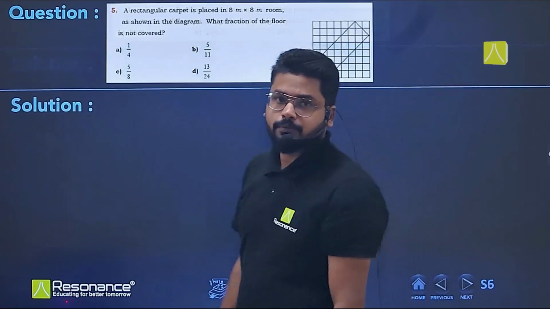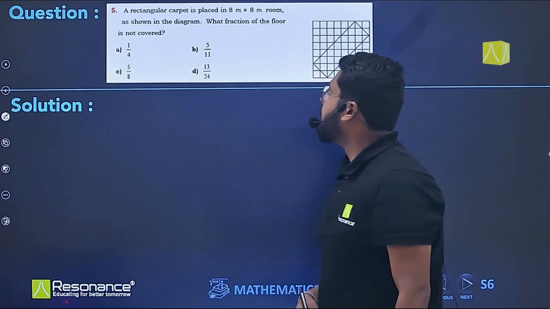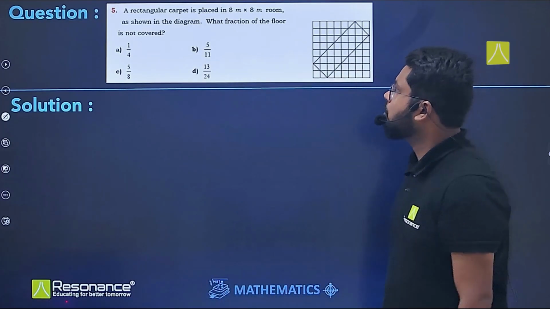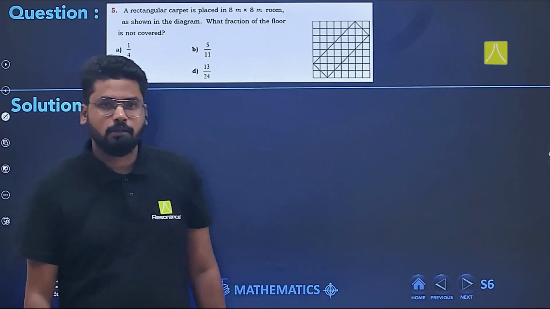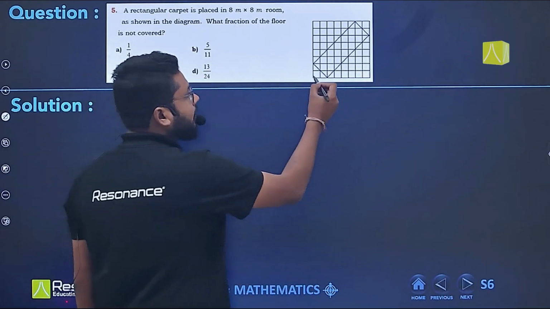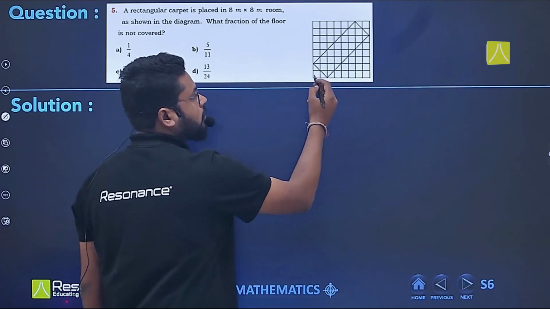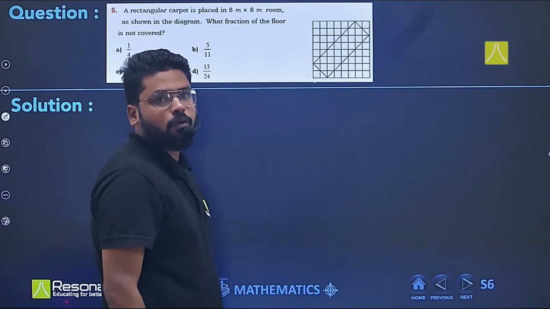Now, question number 5. A rectangular carpet is placed in an 8 meter by 8 meter room as shown in the diagram. What fraction of the floor is not covered? These are 8 single blocks, small blocks. So every block is of 1 unit.